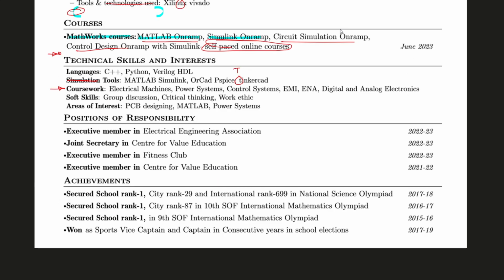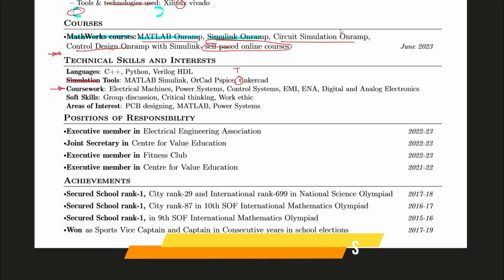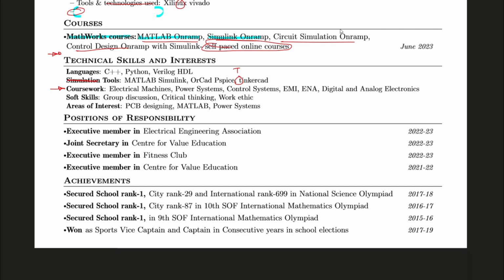So this point goes there. Electrical machines, power systems, control systems, EMI, analog and digital electronics. Like I said, the coursework should be relevant to the job description which you are applying for. Don't just include courses blindly: for a software company, certain courses are relevant, and for hardware companies, the software courses would be irrelevant. So make sure to keep them relevant.